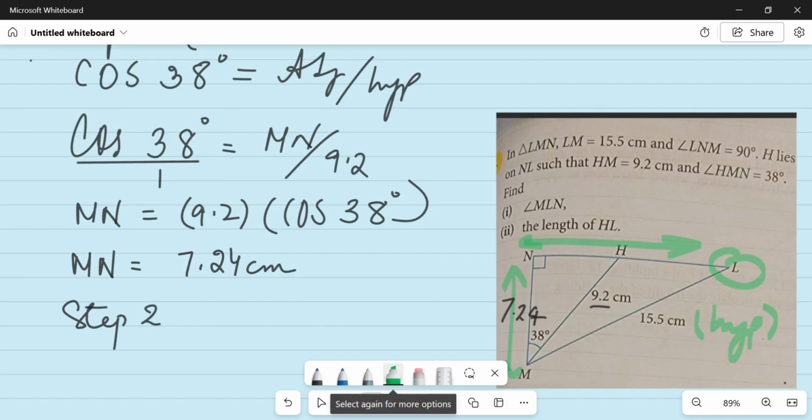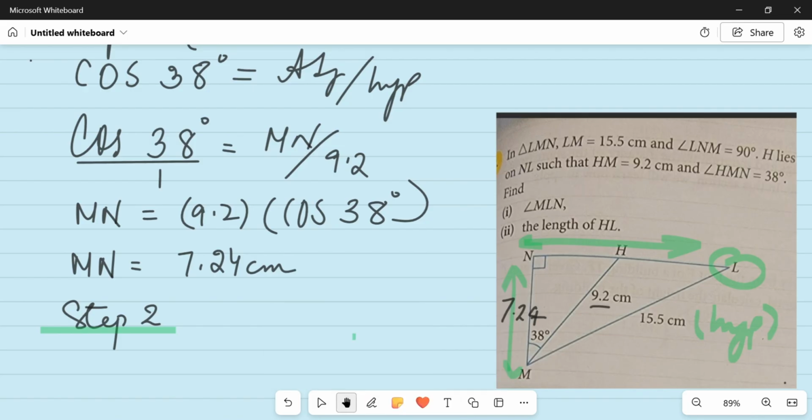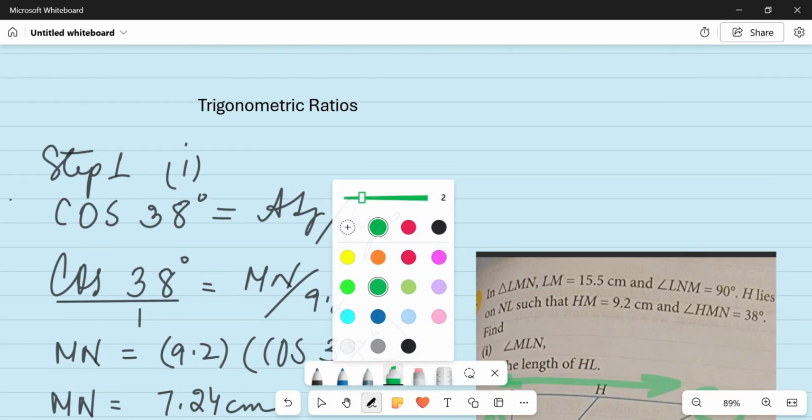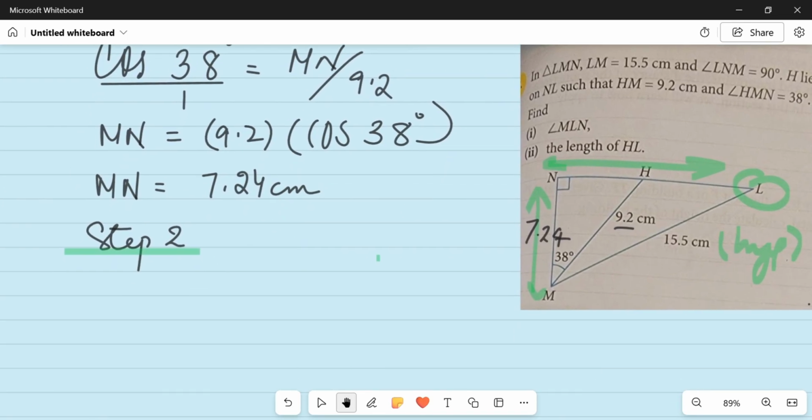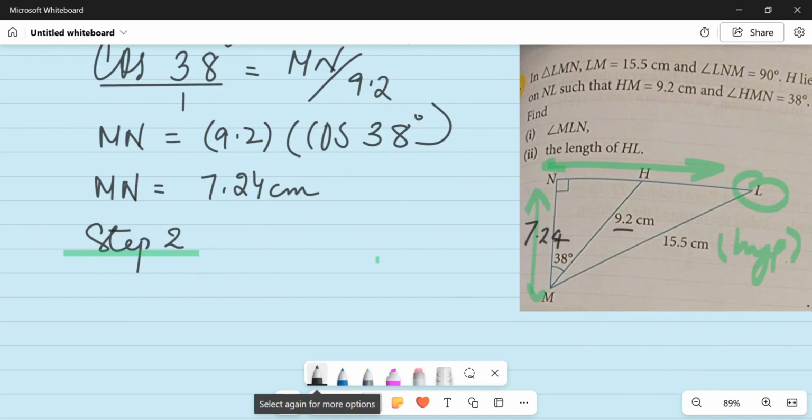This is step number 2. Step number 1 was this one, which we have found. In step number 2, students, we need to find angle L. We have 15.5 and 7.24, two sides, and we need to find angle L.